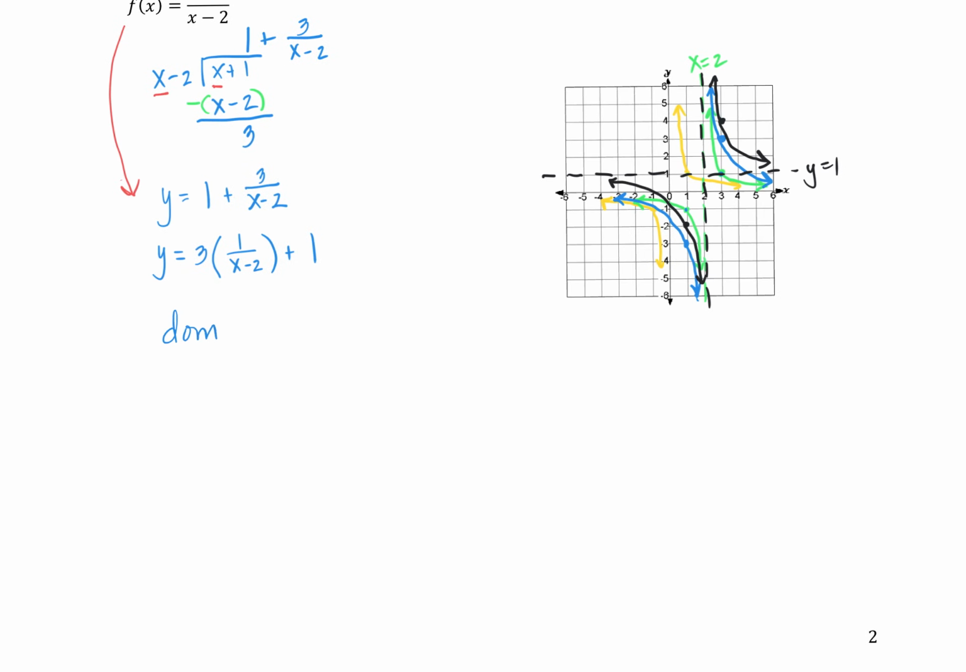Our domain has now changed because we switched our vertical asymptote. So now that the vertical asymptote is x is equal to 2, we're going to go -infinity to 2, union 2 to positive infinity. And our range also changed. We're going to go -infinity to 1, and then 1 to positive infinity. Okay, so that's it.